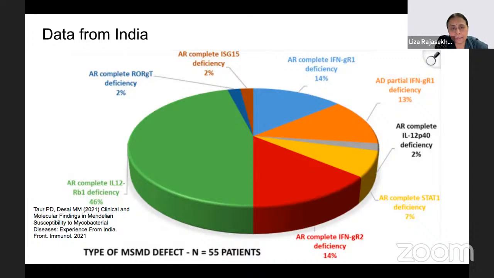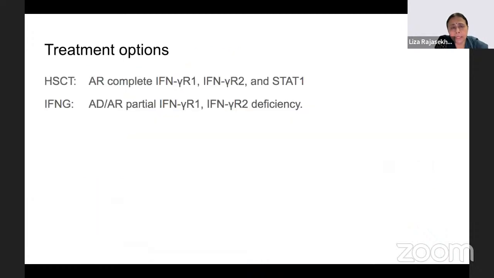So next slide, please. If you have a complete deficiency of interferon gamma receptor 1 or 2 or STAT1, then hematopoietic stem cell transplantation is the only curative option. But if you have partial deficiencies, these children are less sick, so you might sometimes be able to get away by giving them interferon gamma lifelong. But at the moment, this is not available in India, but is used abroad.